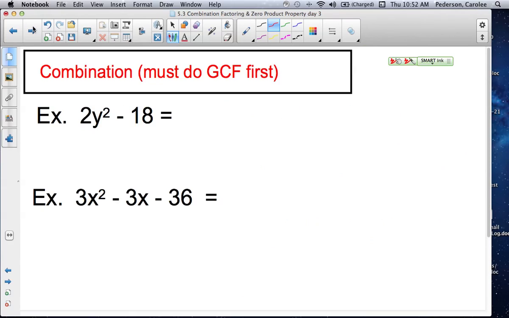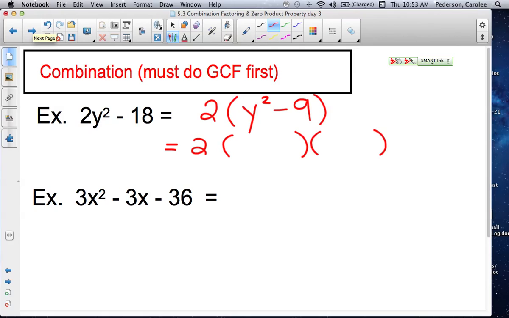All right, let's move on to the next example. 2y squared minus 18. Again, we look to see if there's a GCF. Is there a GCF in this problem? Can I divide evenly by some monomial? I can. I can take out a 2. So what I'm left with is y squared minus 9. Now I look inside of that parentheses. It's a binomial. So I remember binomials, I can factor using the difference of two squares.